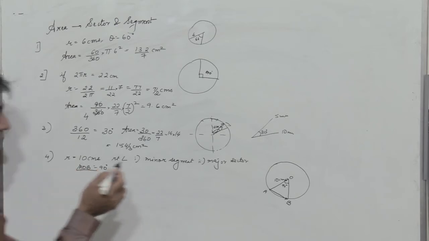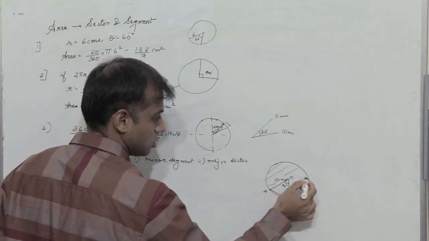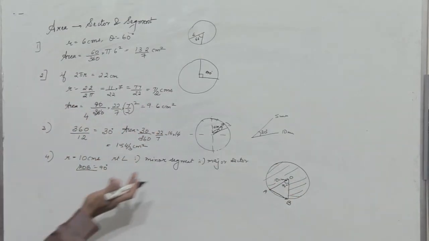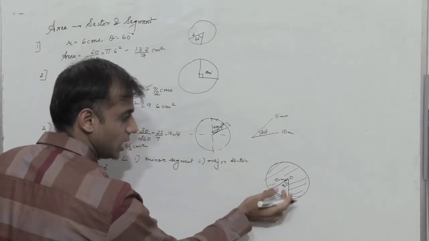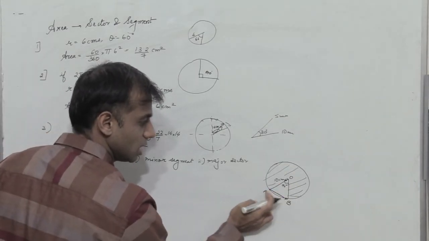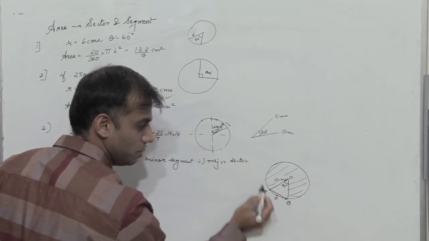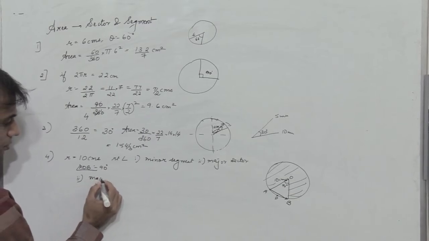So the area of the major sector is this. If I shade this entire area, this is the area of the major sector. So how do we find the area of the major sector, which is much easier? We'll finish that first. It is the area of the entire circle minus the area of the minor sector, which is AOBP, right?